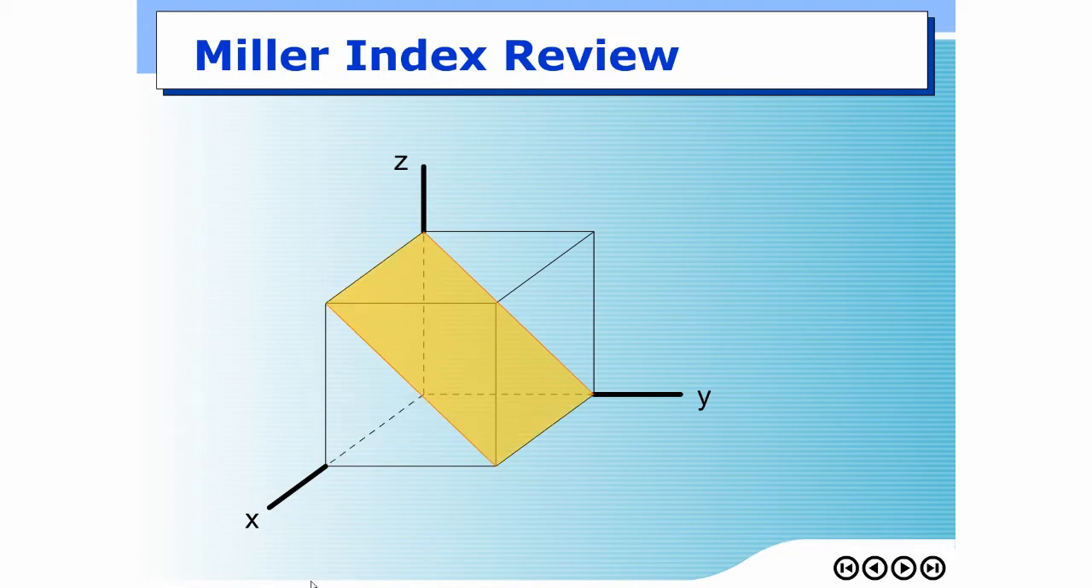For this plane, you can see that there is no intersection for the x-axis. The intersection at the y-axis is at 1 unit, and 1 unit at z. So after taking the reciprocal, you get 0, 1, 1 as the Miller index for this plane.